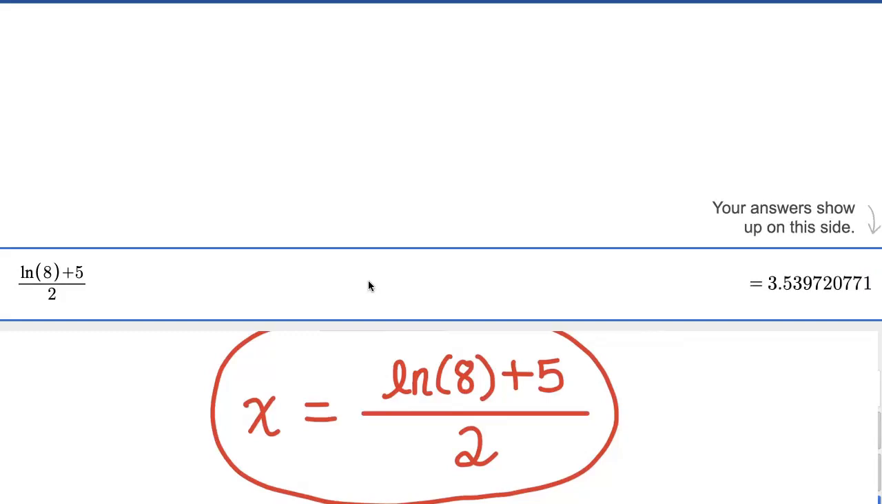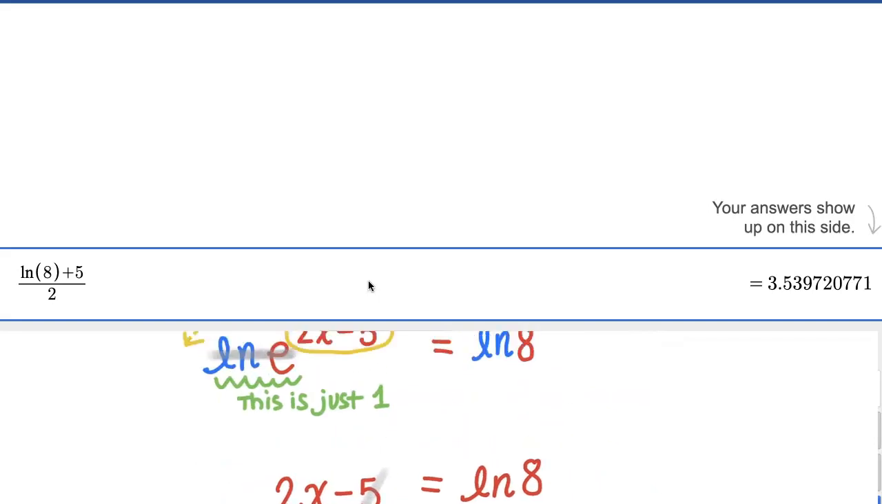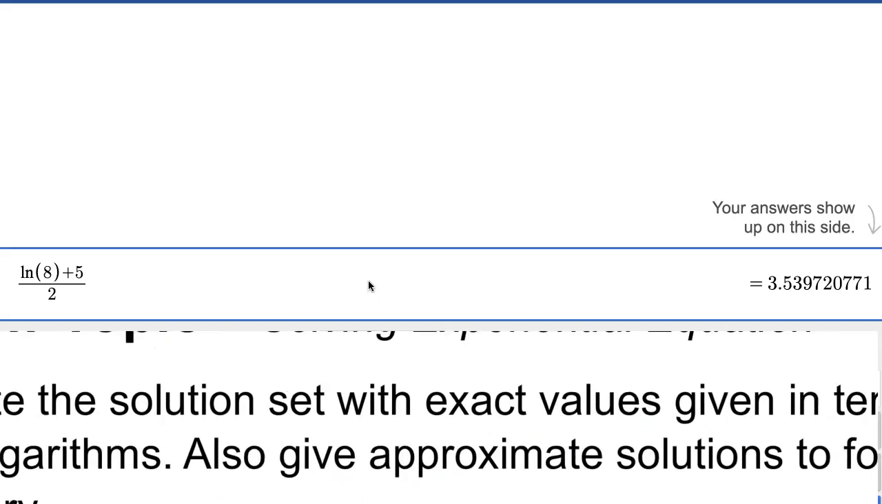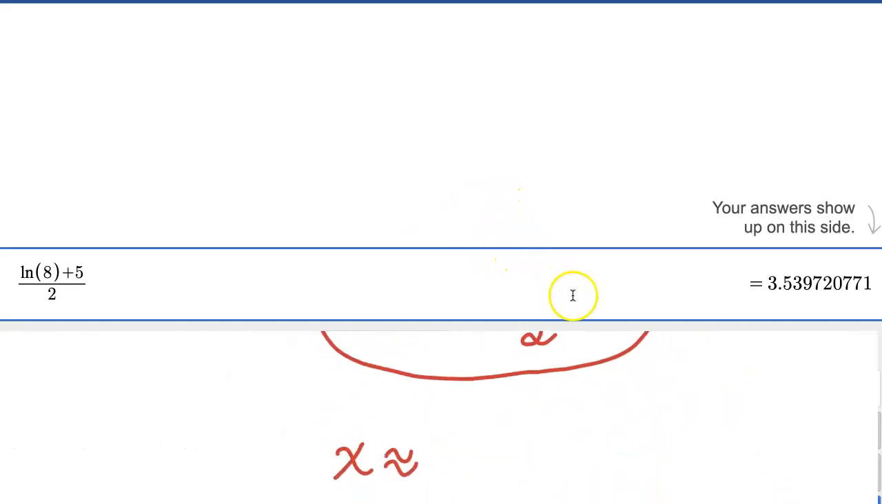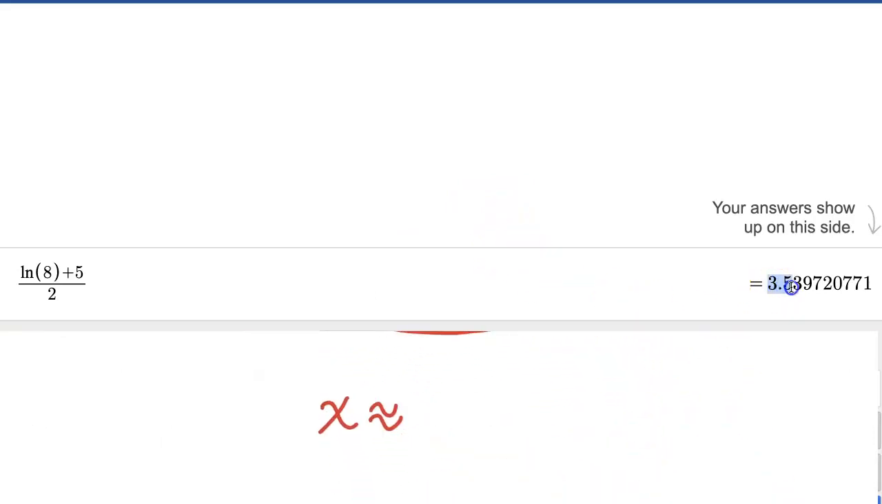Let me check the rounding rule one more time. This question is asking us to round to 4 decimal places. So let me highlight 4 decimal places over here: 5, 3, 9, 7. So I got 5, 3, 9, 7, 4 numbers after the decimal. So that's going to be our answer, 3.5397.